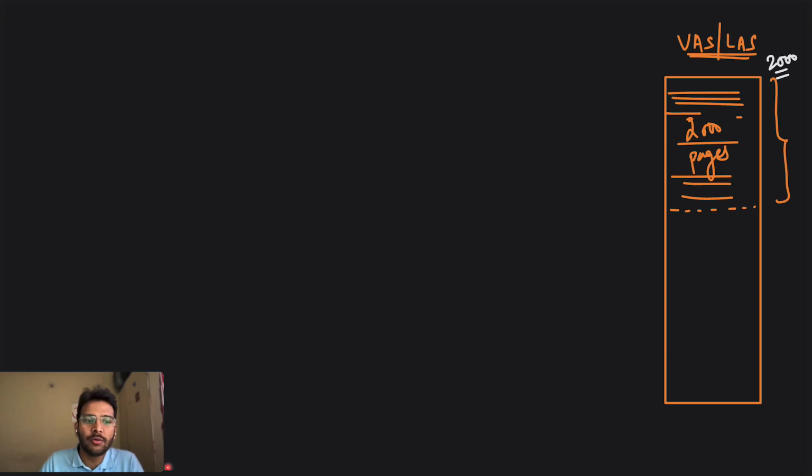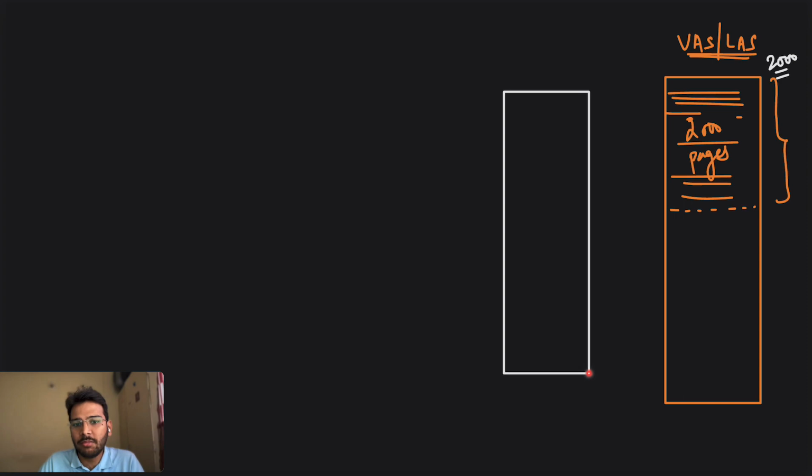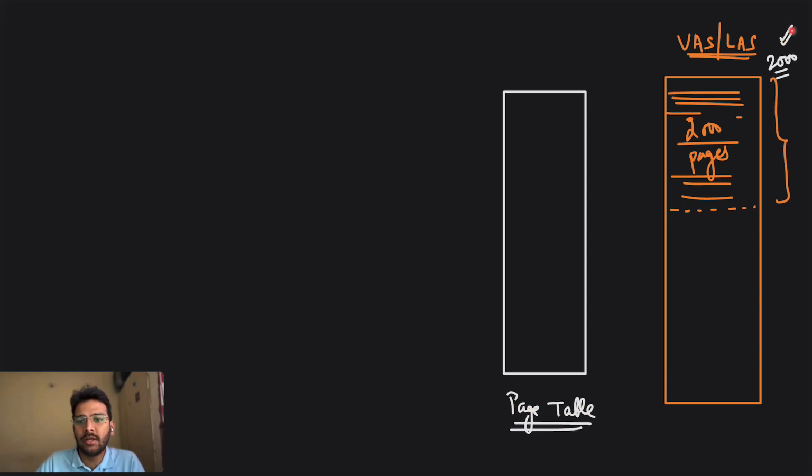Now, if total 2000 unique pages are there, what about the page table, the innermost page table? How many entries would be there? Can you tell me that? If 2000 unique pages are there in the virtual or logical address space, how many entries would be there in the innermost page table? Obviously, it is going to be 2000 entries, right?